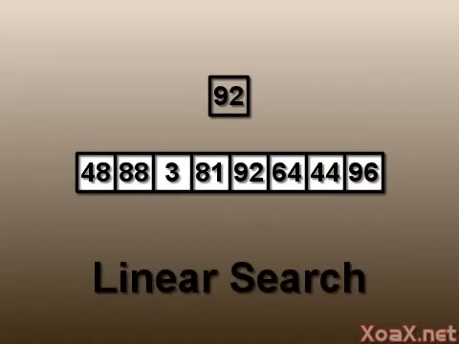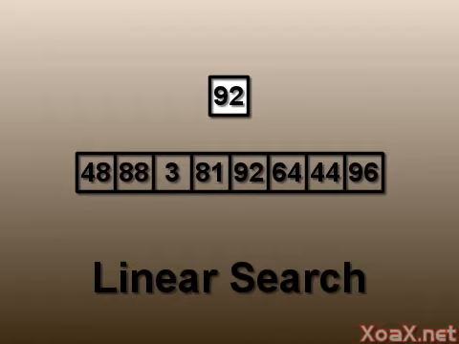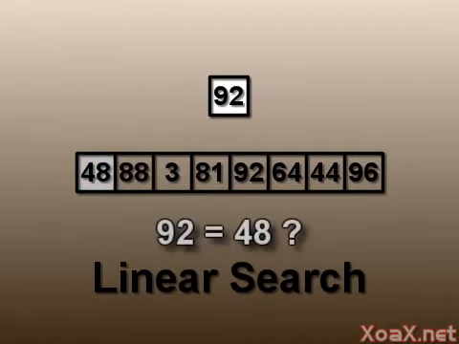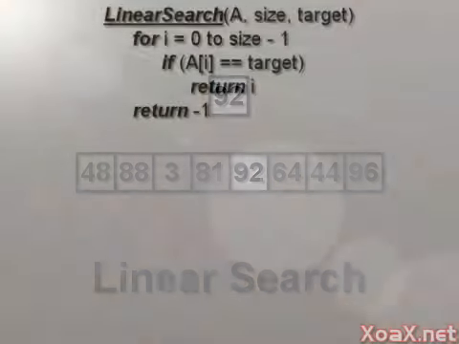We begin the linear search algorithm with an array of elements and a target element that we want to find in the array. Starting at the first element, we begin checking each element for equality until we find the element or fail to find it and reach the end of the array.